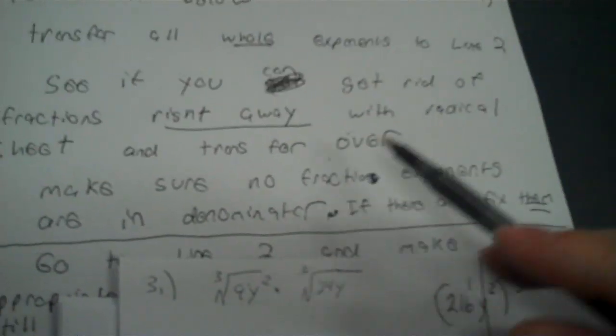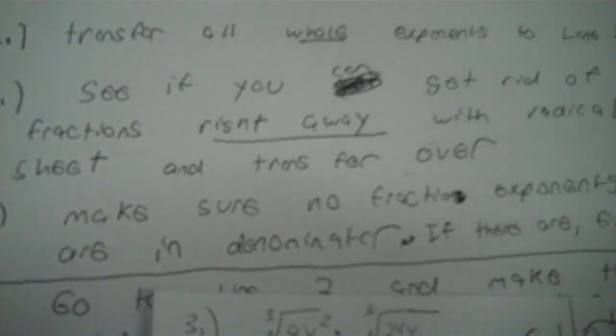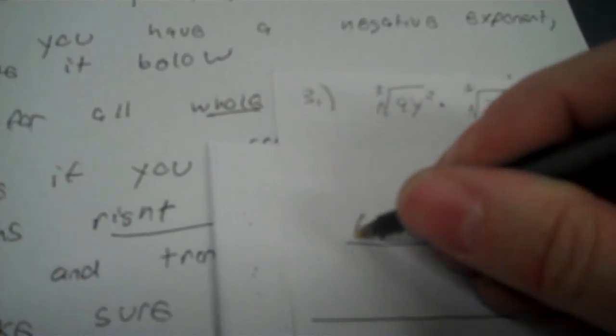Okay. So my bases, write the bases, apply the exponents. 216 times y. 1 times 1/3 is 1/3. 3 times 1/3 is 1. You have any negative exponents? Nope. If you do, you got to rewrite it. Transfer all whole exponents to line 2, y to the first. Okay, that's gone. See if you can get rid of fractions right away with the radical sheet. Well, let's look at the 3. The bottom number's the one you look at. 216's here, so get rid of it on the spot, and it's 6 to the first. We carry that over.